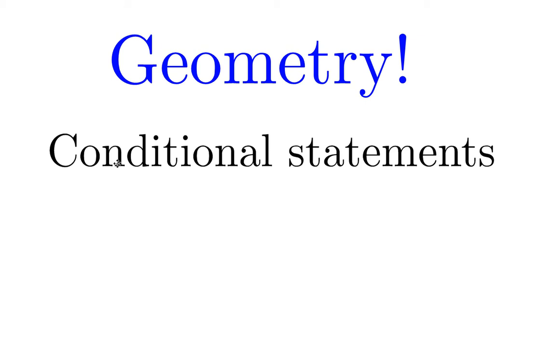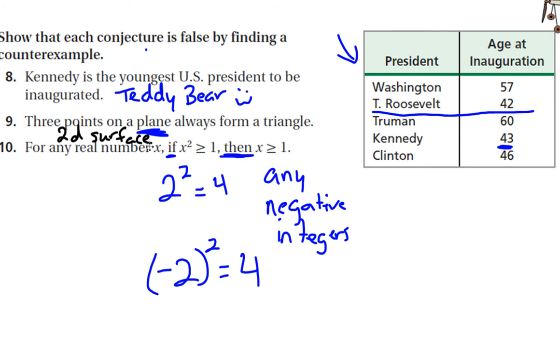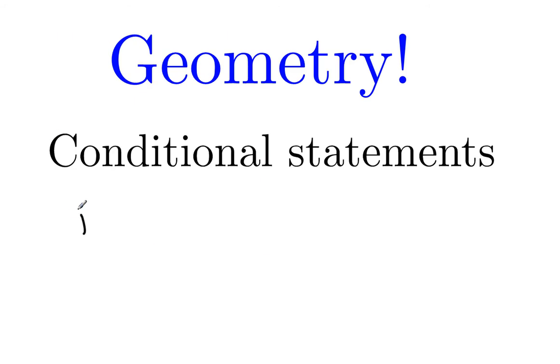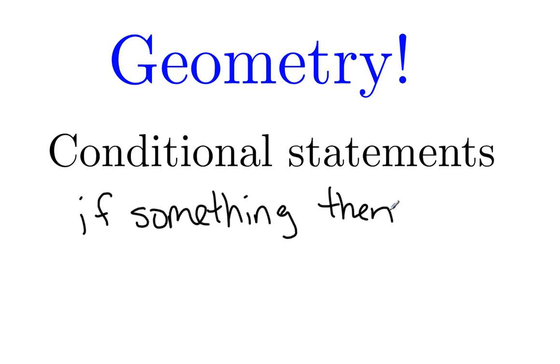So today we're going to look at conditional statements. We talked about this briefly on the last video. We talked about this statement here: for any real number, if x squared is greater than or equal to 1, then x is greater than or equal to 1. So this is the whole idea of conditional statements, that we're talking about if something, then something else. And we're going to look at a bunch of examples, so hopefully this will make sense by the end.